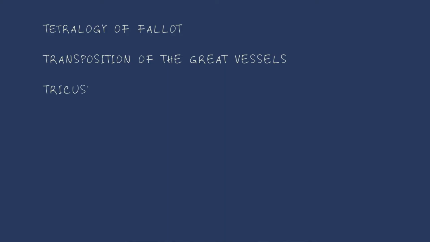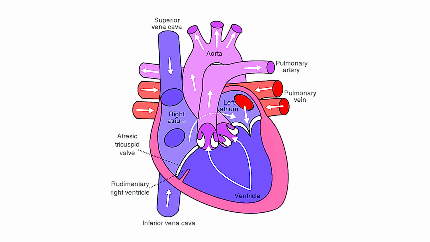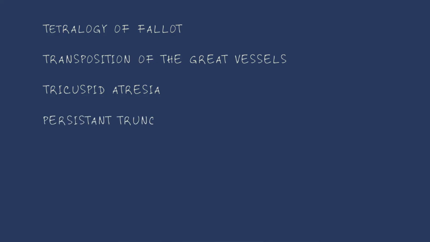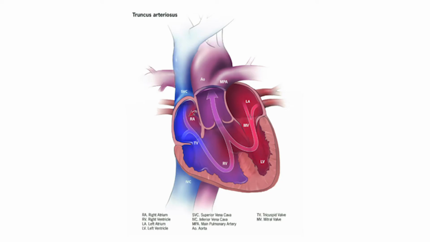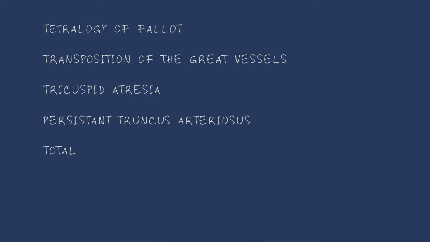Next, tricuspid atresia. Tricuspid atresia is simply an absent tricuspid valve. You're going to have a hypoplastic or small right ventricle, underdeveloped, and this anomaly is going to need both an ASD and a VSD for survival. Persistent truncus arteriosus, this is a failure of the separation of the pulmonary trunk from the aorta with development. Total anomalous pulmonary venous return.